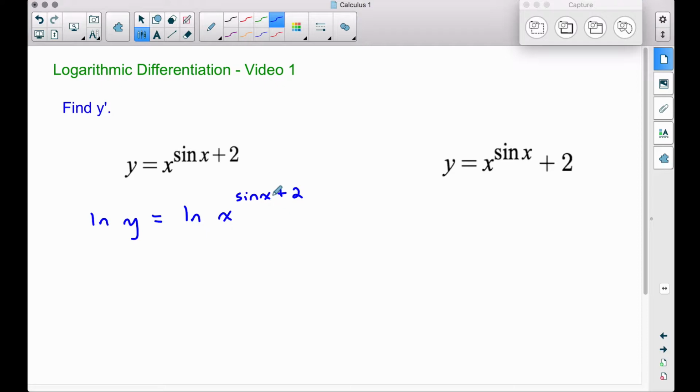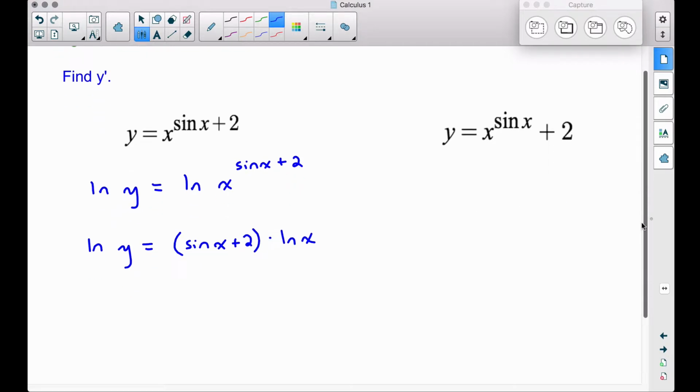Applying our properties of natural logs, and once you do enough of these, it'll become second nature. But we can take this entire exponent that x is raised to, and we can move it down in front of this natural log, and we're creating a product over here. So therefore, we have natural log of y is equal to the sine of x plus 2 times the natural log of x. And now what we have created here is a product of two functions. Therefore, to find the derivative, we want to use the product rule.